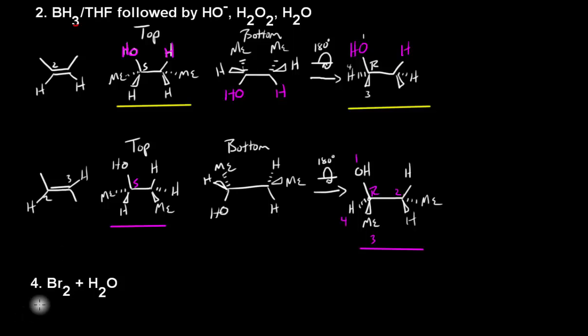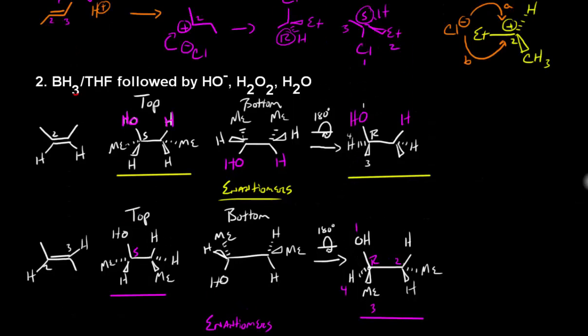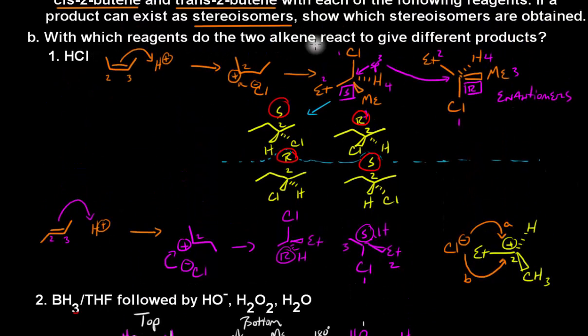Okay, so leftmost carbon is S, rightmost carbon is R, and again, all we're really getting in this case are enantiomers. So we have enantiomers here, and we also have enantiomers on the top. Okay, and overall, we're going to end up getting the exact same product. So you see how we have an S on the bottom, S on top, and achiral carbon here, achiral carbon here, R and R. So to answer the second part of the question, with which reagents do the two alkenes react to give different products?